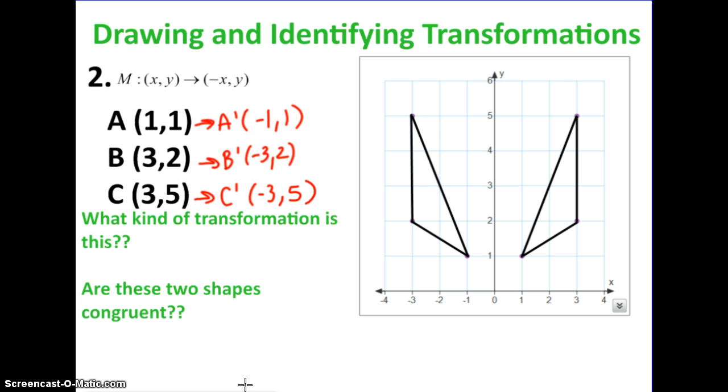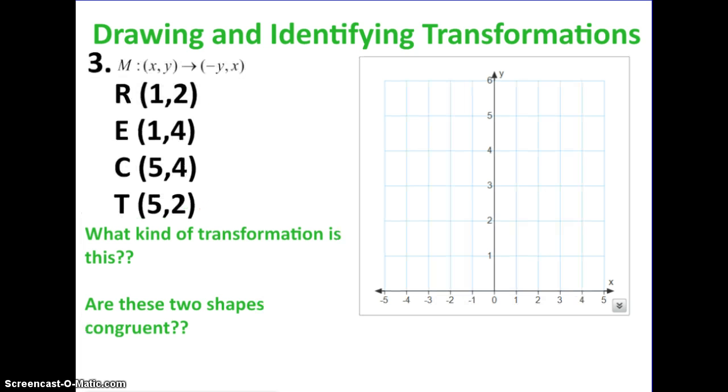Alright, so there are our two shapes. Notice that they are a reflection of each other. So you're going to write reflection across the y-axis. Because we did rigid motion, these are in fact congruent triangles. Alright, so let's move on to example number 3.